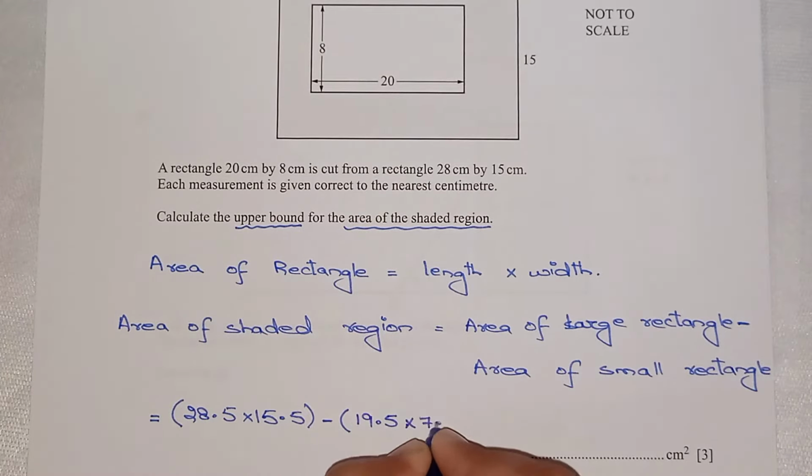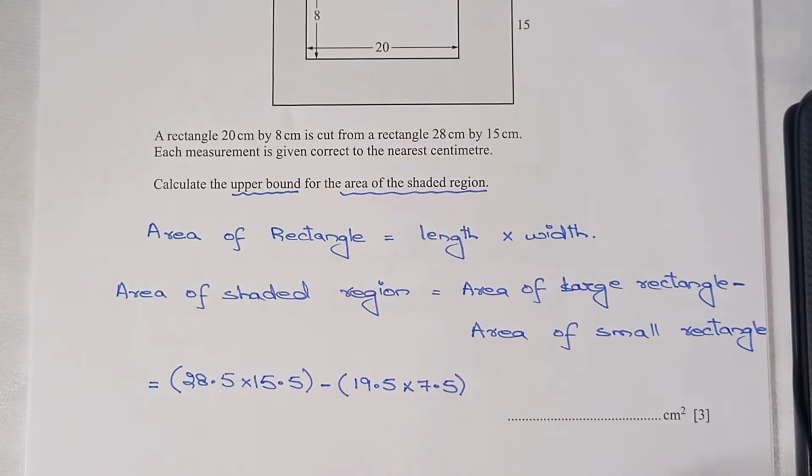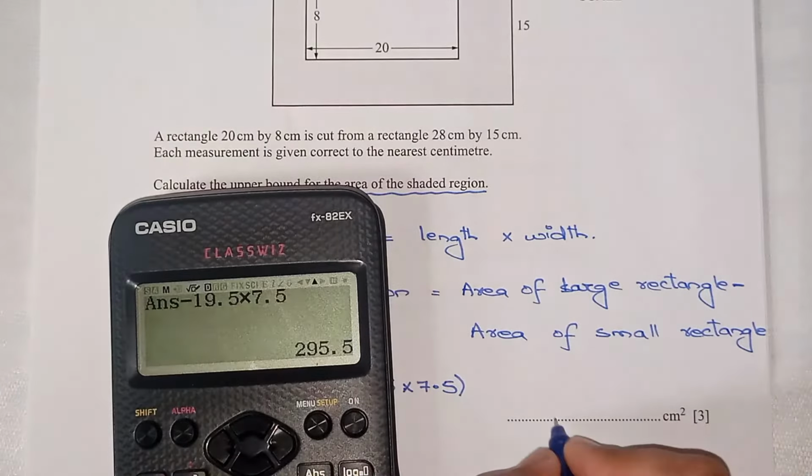Let's do the calculation. It would be 28.5 times 15.5. And we need to subtract 19.5 times 7.5. This would be 295.5. This is the area of the shaded region. 295.5 centimeter square.